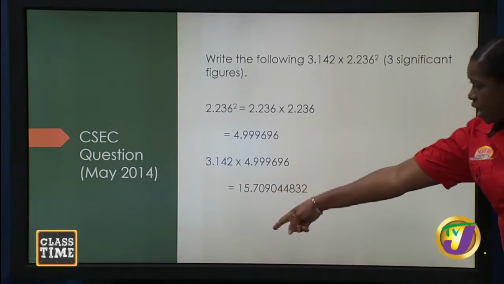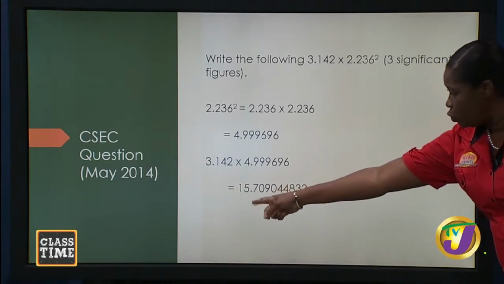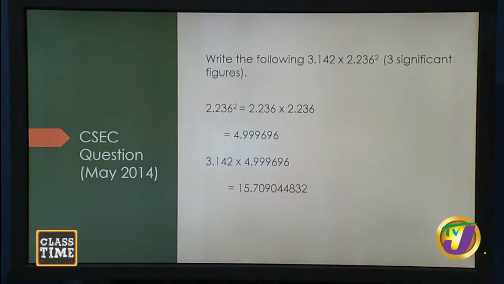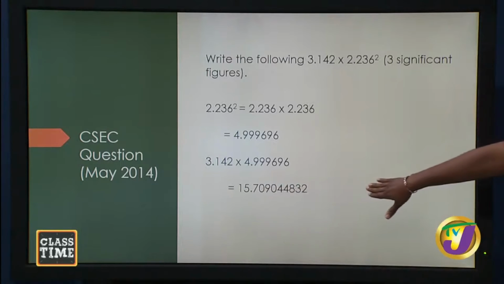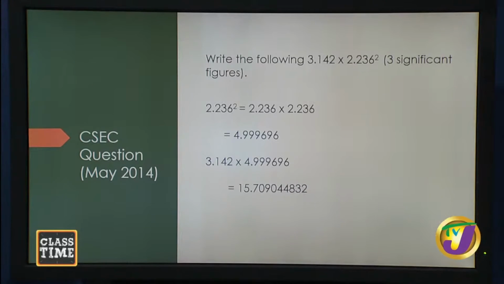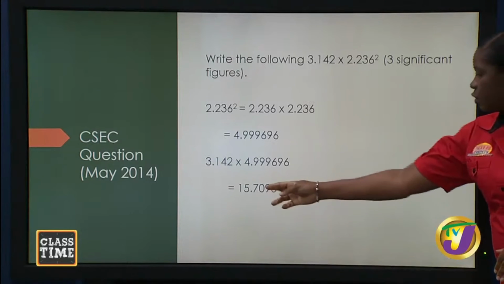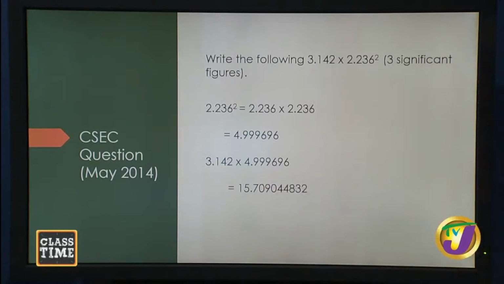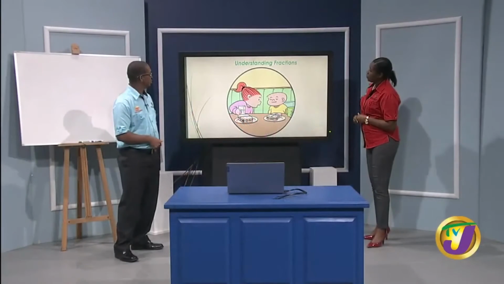Counting from the left, 1, 2, 3. 1 is significant, 5 is significant, and 7 is significant. So we need to get rid of these numbers, and we're going to see if that 0 affects the number. No, it's too far. So our final number to 3 significant figures would be 15.7. Yes.